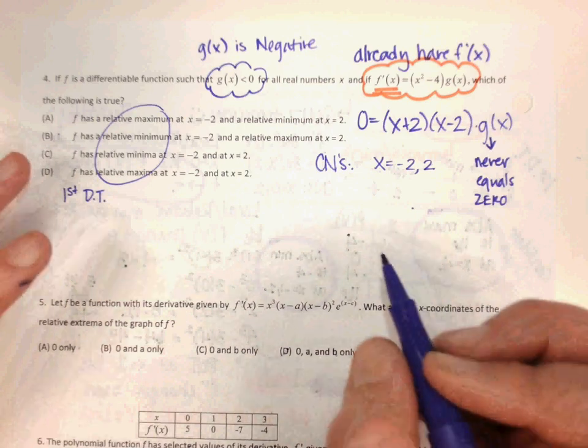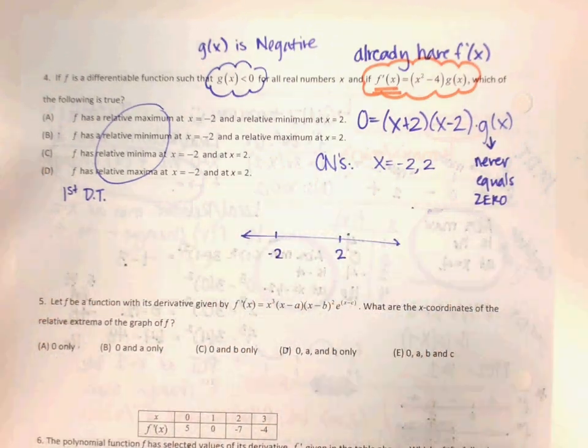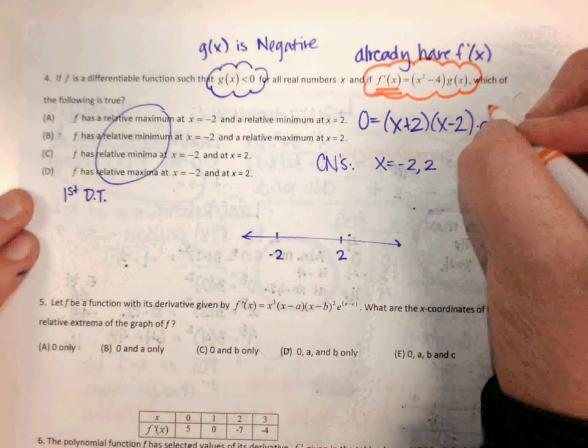So set up your line chart. Negative 2 and 2. Pick a number bigger than 2. Maybe I pick 3. 3 plus 2, what is it? 3 minus 2. Positive times g of x, which is negative. Remember, they told me at the top that g of x always counts as negative.